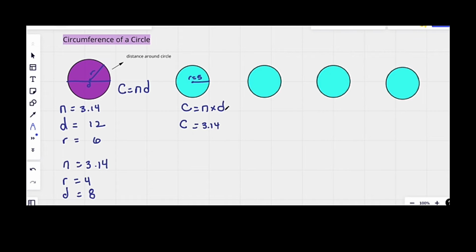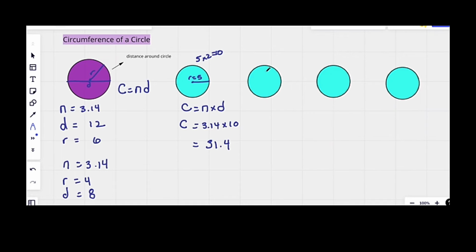And what is the diameter? Do we have a diameter? We don't have a diameter, but we have a radius. And so we said the radius times 2 is the same thing as the diameter. So if the radius is 5, 5 times 2 equals 10. That means our diameter then is 10. All right, so now we can multiply 3.14 times 10 and we get 31.4.